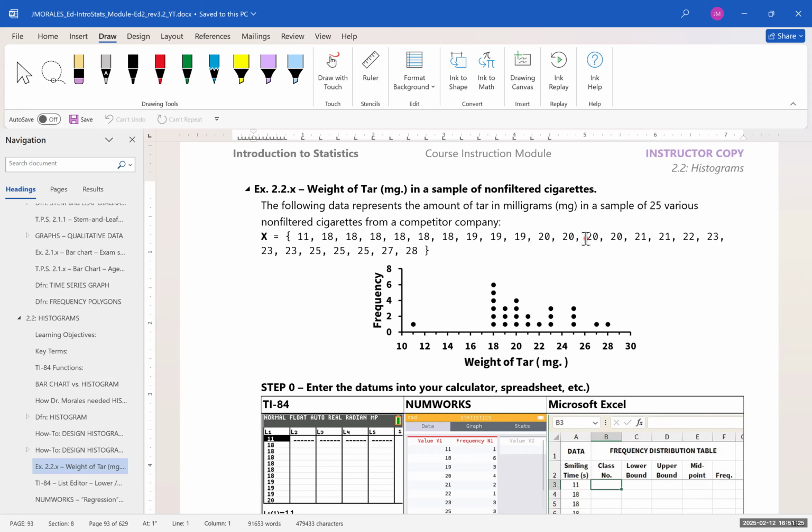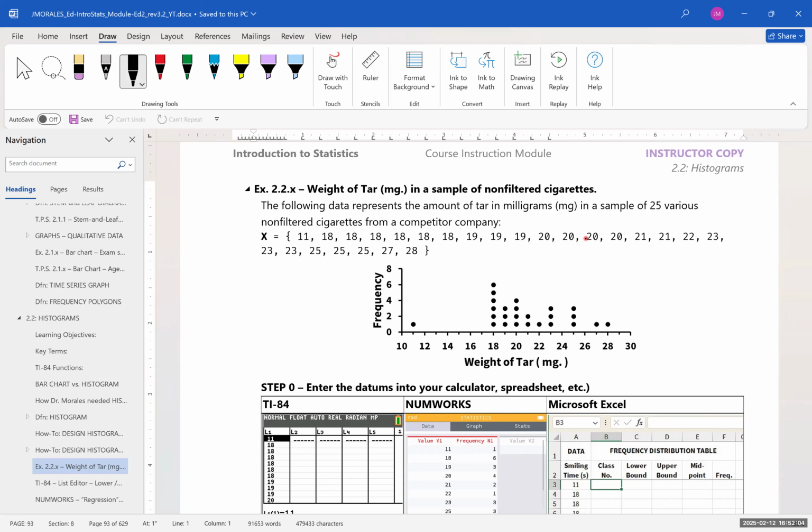Now, some of this I've filled in ahead of time in the interest of speed. So this will help you follow along and maybe annotate what you see going on. So here we're looking at an example of the weight of tar in milligrams in a sample of non-filtered cigarettes. The following data represents the amount of tar in milligrams in a sample of 25 various non-filtered cigarettes from a competitor company. So here we have this random variable x, and it's equal to this data set. And these are the individual datums.